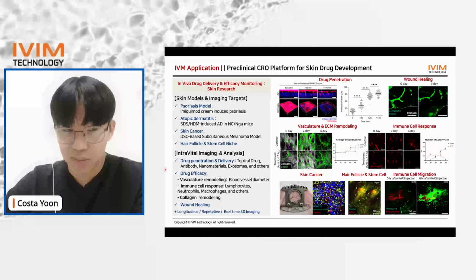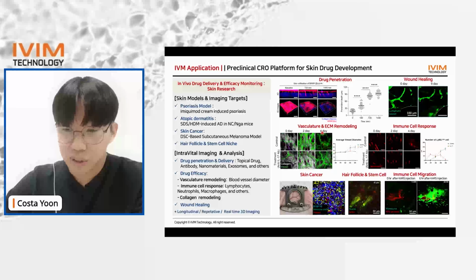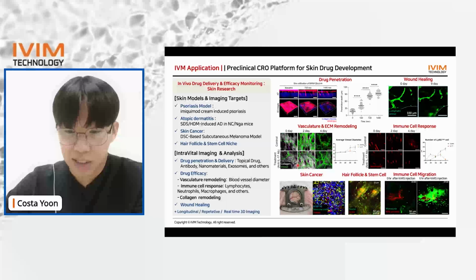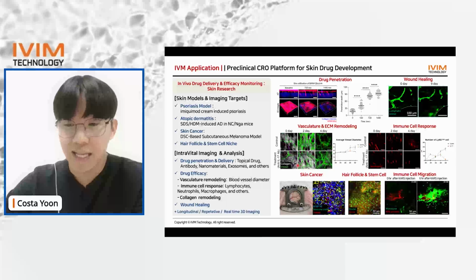For efficacy assessment, we can track changes in the same animal over time. This enables precise analysis of key pharmacodynamic parameters, including vascular dilation, extracellular matrix remodeling, and immune cell infiltration. Overall, our in vivo imaging platform complements traditional skin research methods. It provides detailed PK and PD data needed to improve clinical feasibility and support more informed drug development decisions.